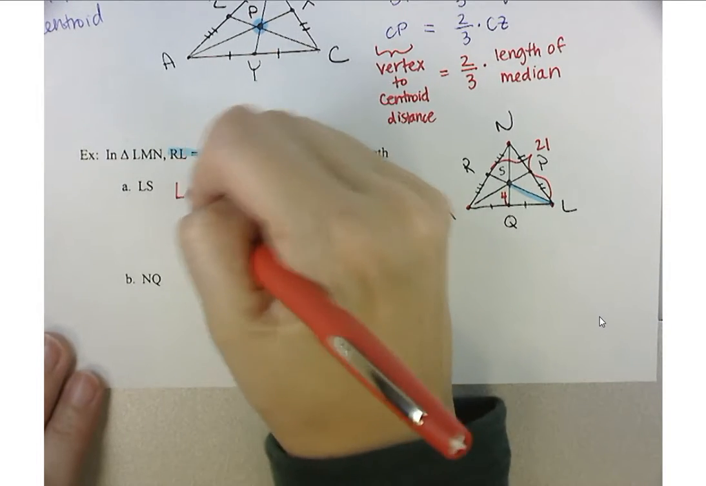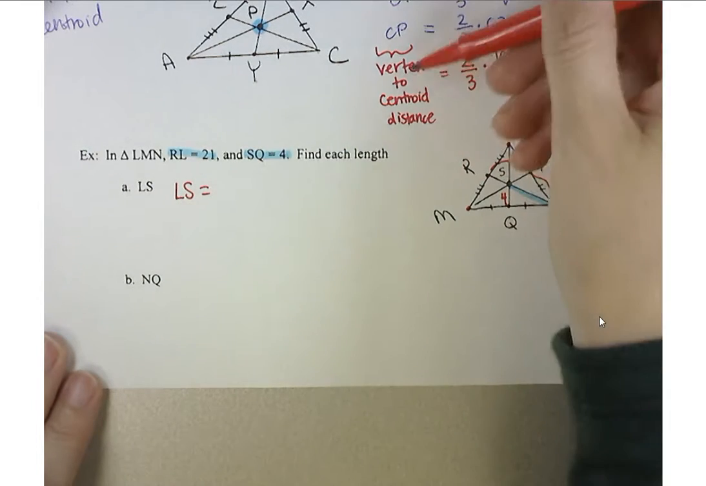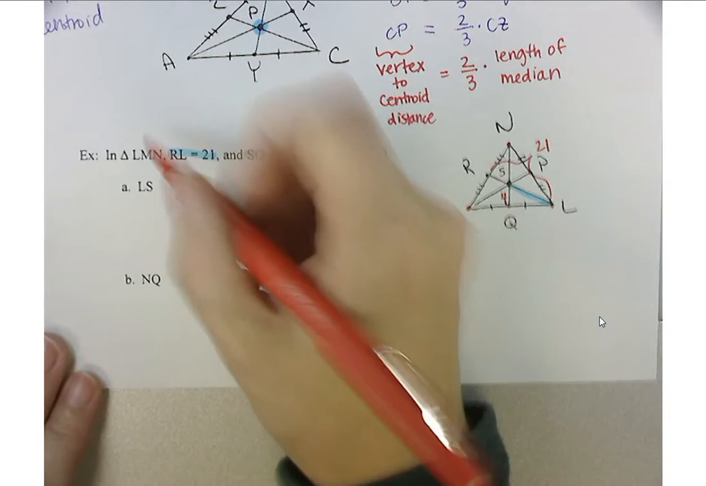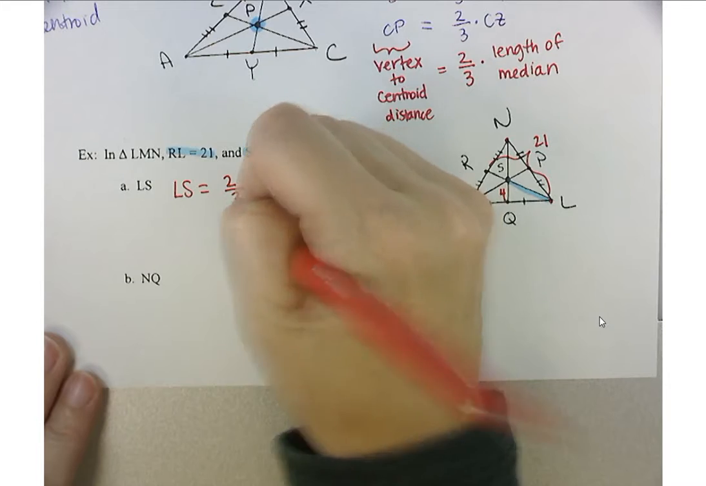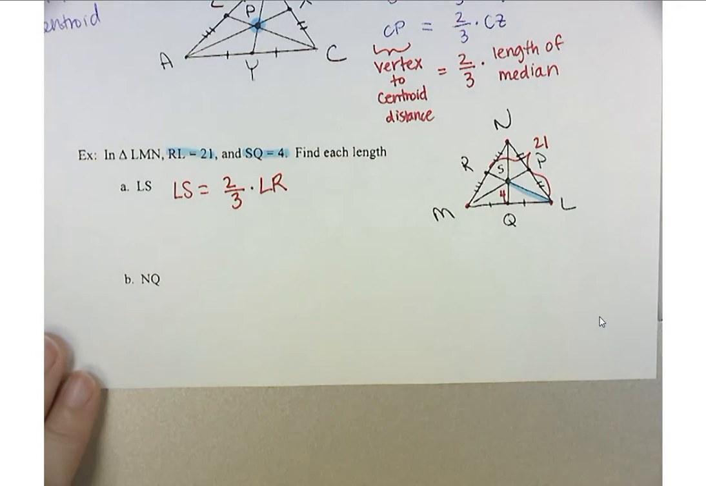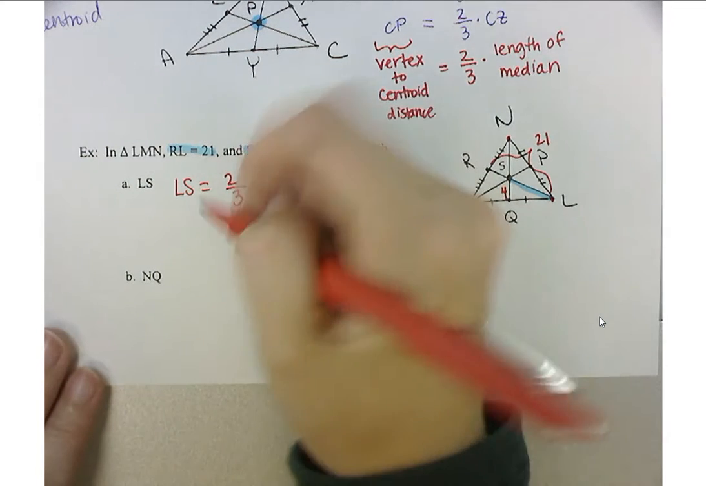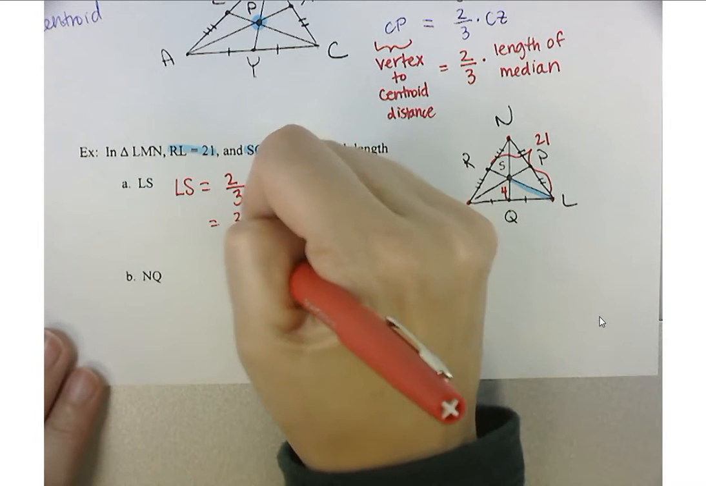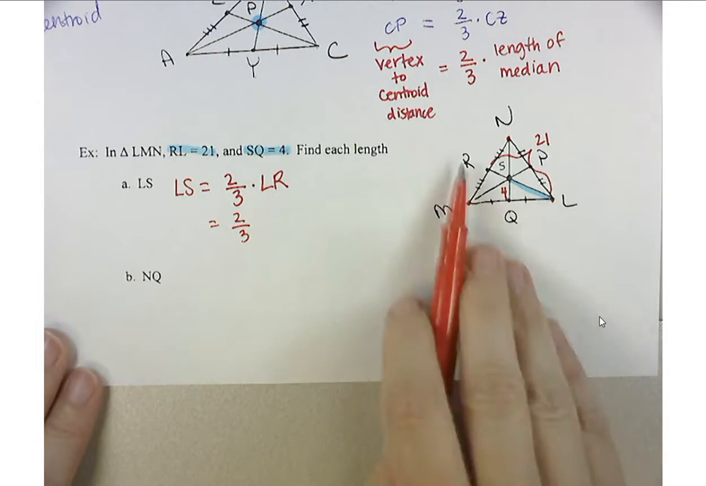So L to S is going to be vertex to the centroid, and that's going to equal 2/3 of the entire median, which is LR, okay, or RL. So we just have to do 2/3. We know that LR or RL is 21.